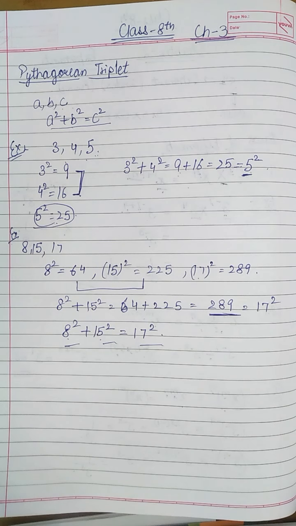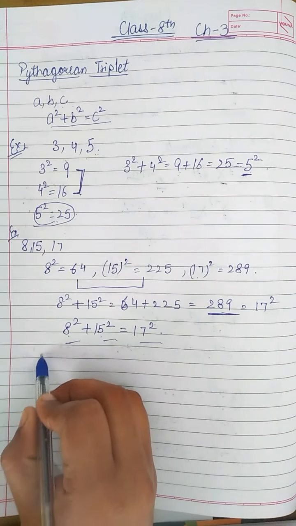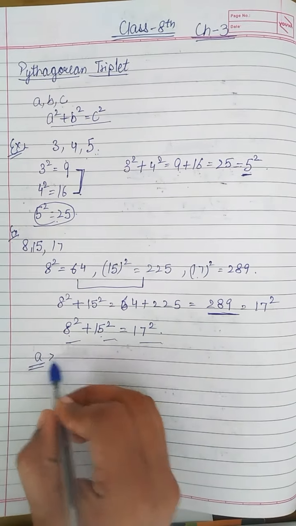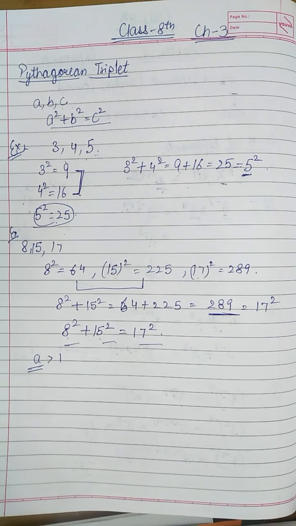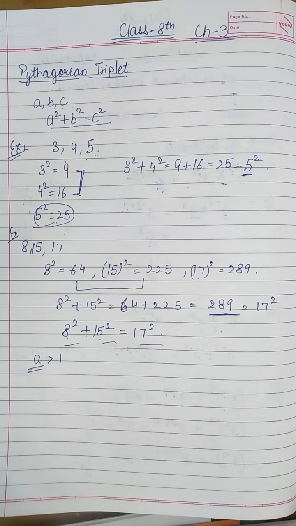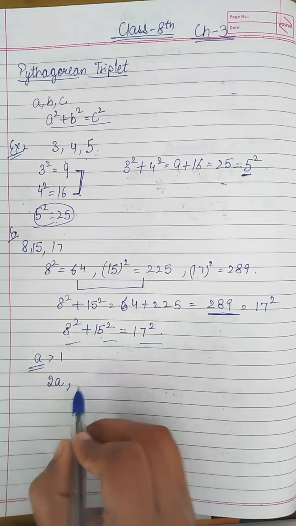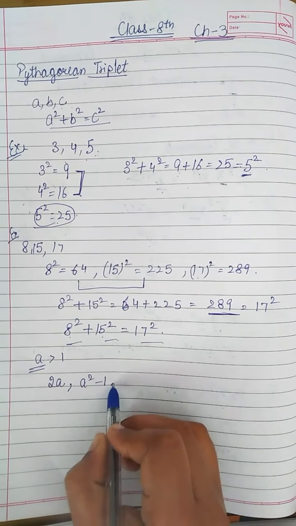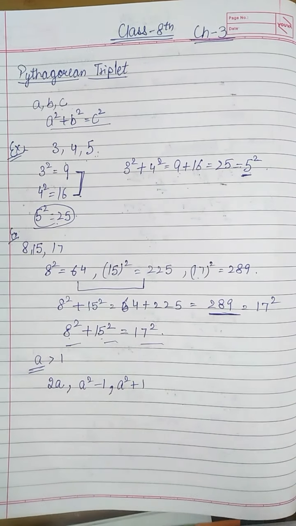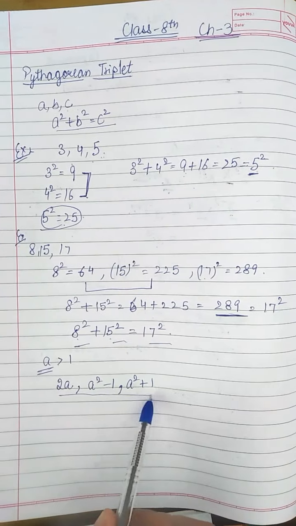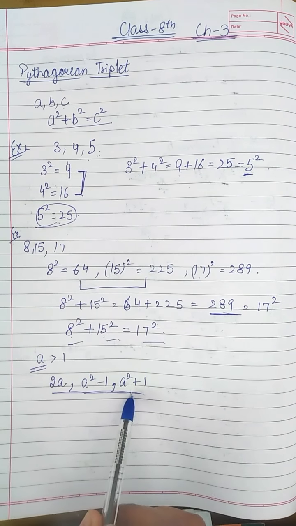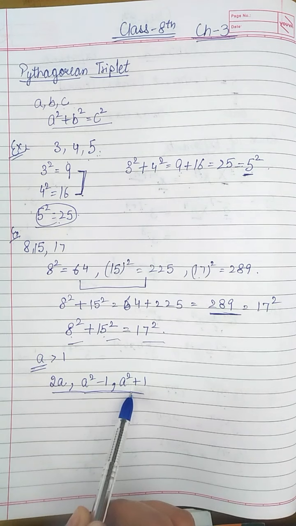So there exists a Pythagorean triplet for any natural number, but remember that the natural number is greater than 1. Suppose a is any natural number and it is greater than 1. Then there exists a Pythagorean triplet. Which one? That is 2a, a square minus 1, a square plus 1. You have to just put the values of a here and you get a Pythagorean triplet.